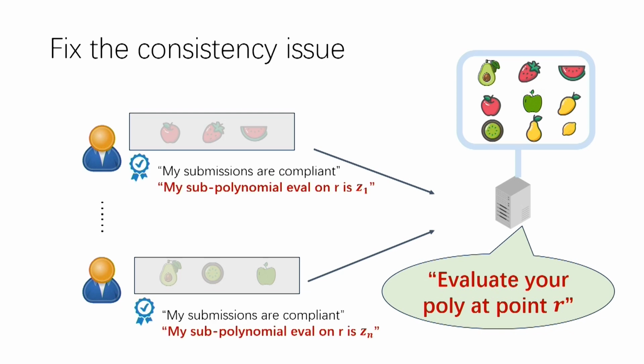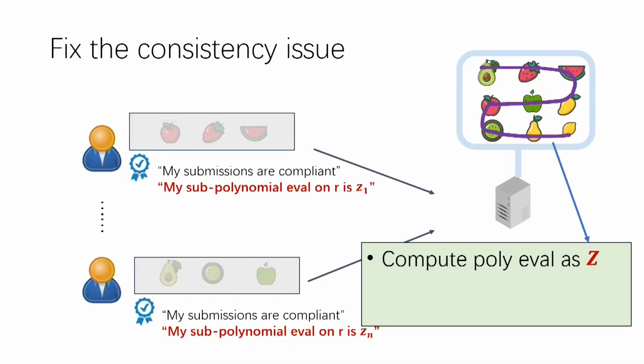And the protocol will work something like this. The server will first broadcast saying, please evaluate your polynomial at point R, which is a random challenge point R. When the clients submit their proof, they first prove that my submission is compliant, and secondly, they also need to say that my sub-polynomial evaluation on that random point is Z1. That is for the first client, and for the last client, it says my polynomial evaluation will be Zn. At the end, the server can compute the polynomial evaluation from the collected message set, denoted as capital Z. It can simply verify that the product of the sub-polynomial evaluations multiplies to capital Z.